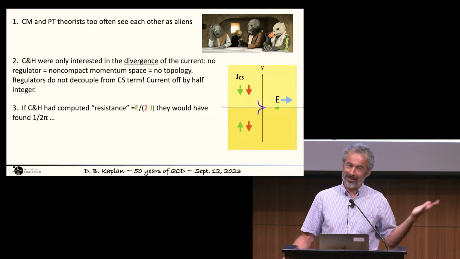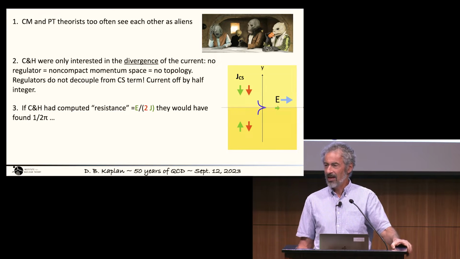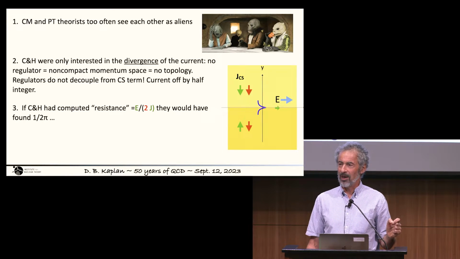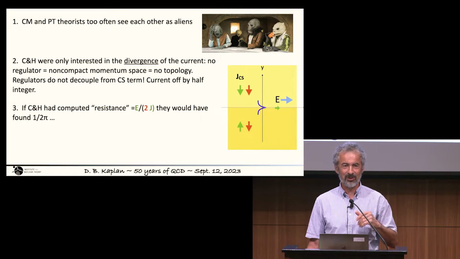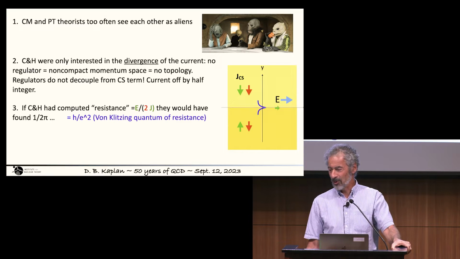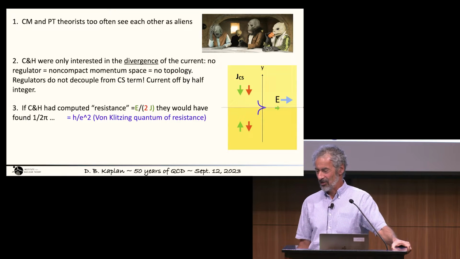And 1 over 2 pi is a nice number, but there are lots of nice numbers, right? They had rescaled the gauge field by the electric charge so that the covariant derivative was d plus A. It's much nicer to work with that. They had also set h bar to 1. If you put them back, their 1 over 2 pi is h over e squared. So they didn't see the quantum of resistance here.